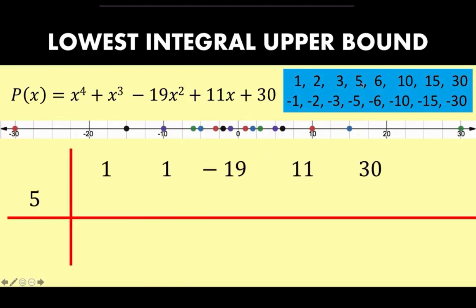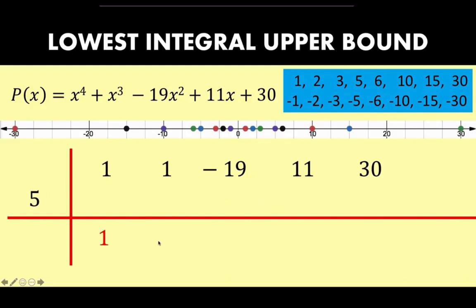Let's test if 5 is an upper bound. In order to do that, we are going to perform synthetic division, and we are going to look at the signs of the terms in the last row. If all the signs in the last row are positive, then we will conclude that our divisor is an upper bound of the polynomial function. So let's perform our synthetic division.